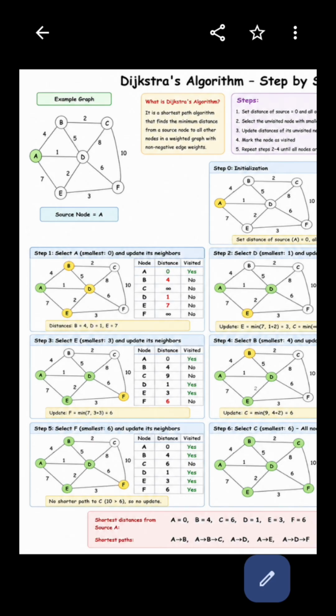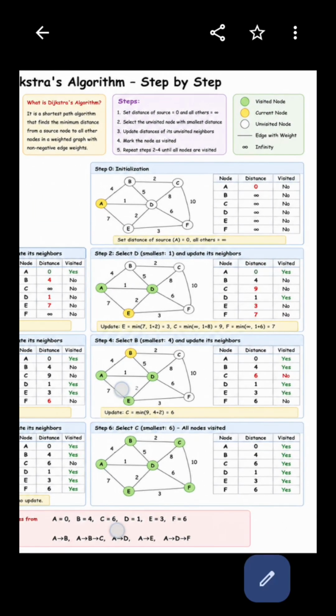Then we see what is the minimum distance required to go to C, right? So we are going to find that. To C, the distance we are marking as 6. From A to C, 4 plus 2 is equal to 6. So we are marking 6 here.